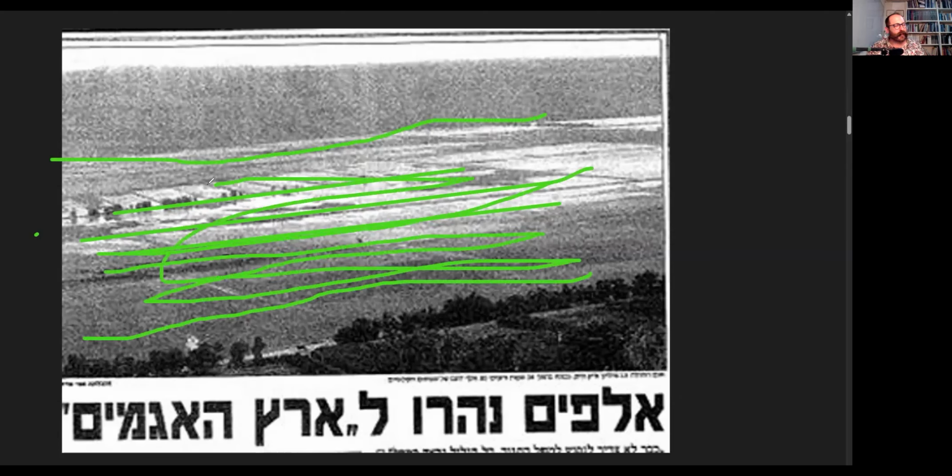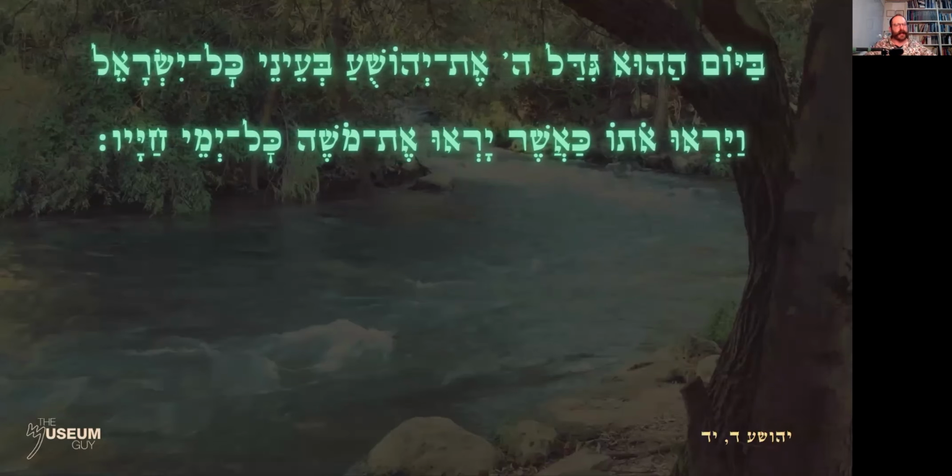After the crossing, God basically made Joshua great in the eyes of all of Israel, and they feared him, they had awe of him like they did of Moses his entire life, right? Because that crossing was the big ooh and the big ah.